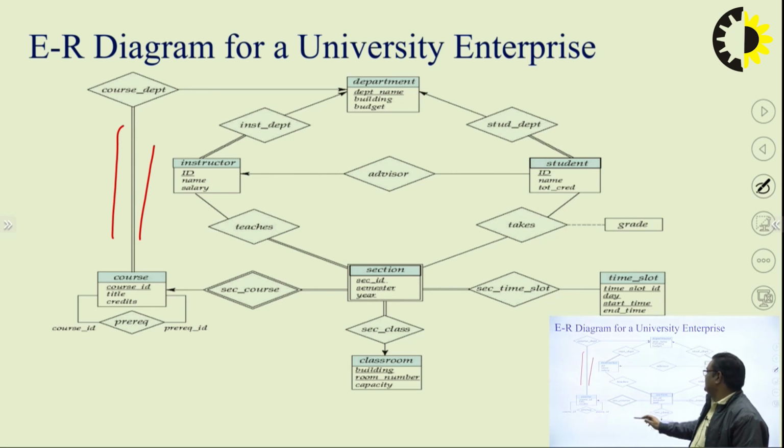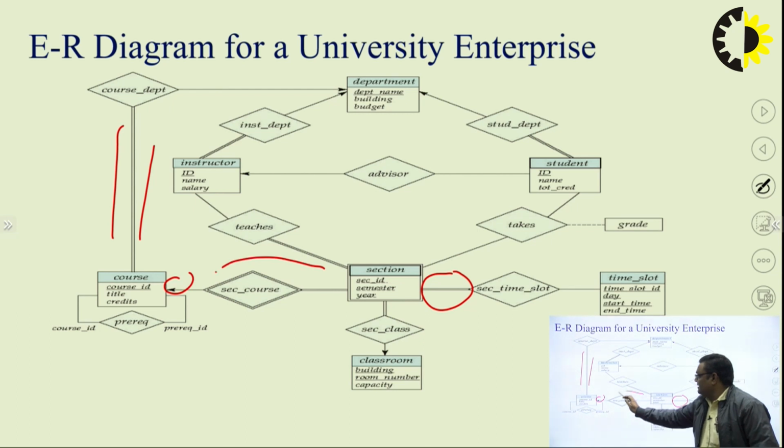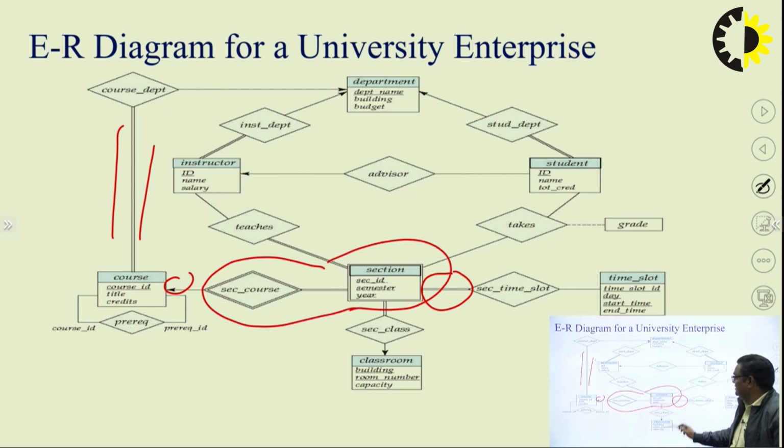Here one course can be given for each section. Time slot is given. This also has a weak entity set type of thing. This is also total participation. Here also we say total participation. This dotted line is derived. We can take grade from section for the students, and instructor teaches section. All the sections should have an instructor, so it is given total participation.